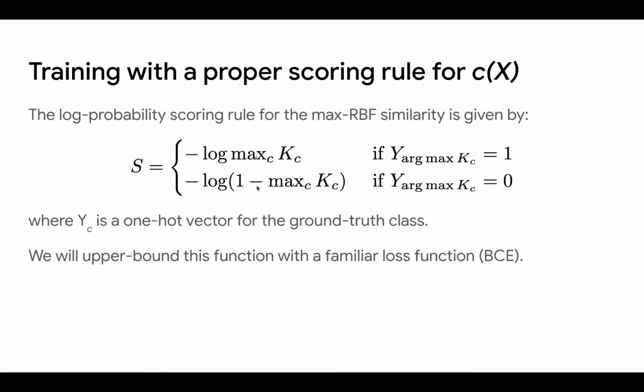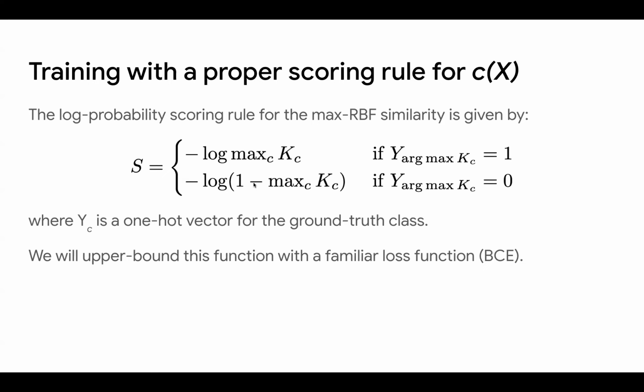So now another exercise for turning a proper scoring rule into some kind of loss function. We apply the log probability scoring rule for this max RBF similarity confidence value, right? C of x, which is given by max over the classes of all the kernel values. And this is the case when your prediction is right. And minus log of 1 minus confidence value when your prediction is wrong. So this is your proper scoring rule.